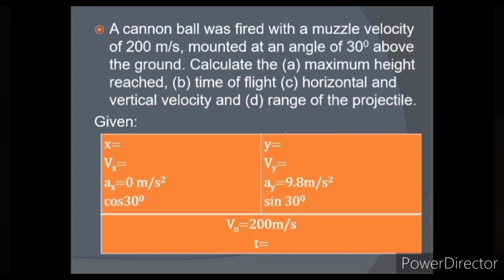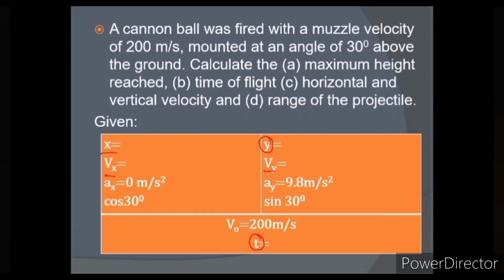So, hinahanap natin yung kanyang maximum height. So, ibig sabihin, pag maximum height, this is the y. And then, time of flight. So, ibig sabihin, we're looking for the time. Horizontal and vertical velocity, your horizontal and vertical velocity. And the range of the projectile. Ma'am, paano yun? Dalawa lang naman yung given natin.